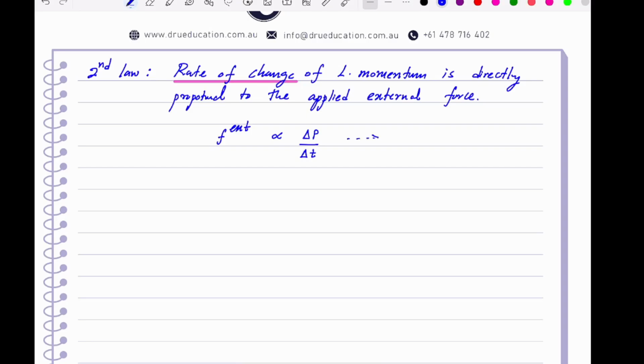If you think about it mathematically, F external is proportional to dp/dt. Okay. So in BC physics, we don't go with the calculus. However, if you know calculus, it's very easy to understand. So we go with delta p divided by delta t.